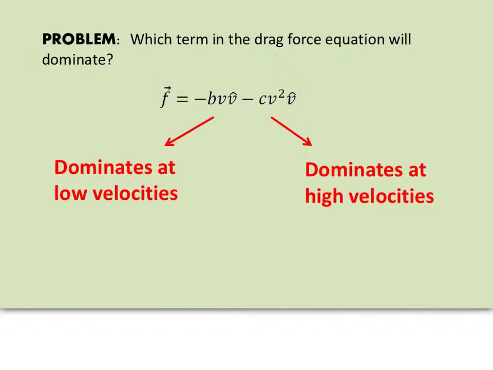It turns out that at low velocities, the linear term will dominate over the square, and that at high velocities, the square term will dominate over the linear term. In mid-range velocities, you'll end up with both terms. But what's high and what's low? We'll talk about that in our first lecture on Tuesday.